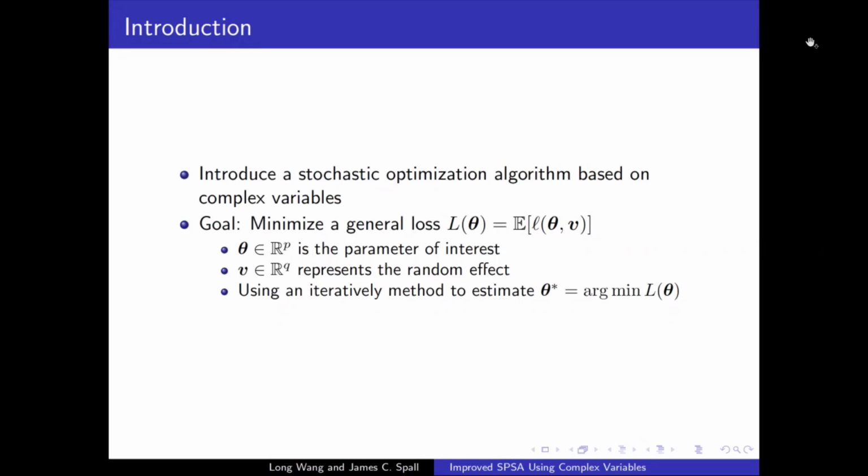The goal is pretty simple. We just need to minimize a general loss written as L(theta) here, that can be represented as an expected loss, where theta represents the parameter of interest and V represents some general random effect. And our goal is to find the actual minimizer of this loss function, L(theta).